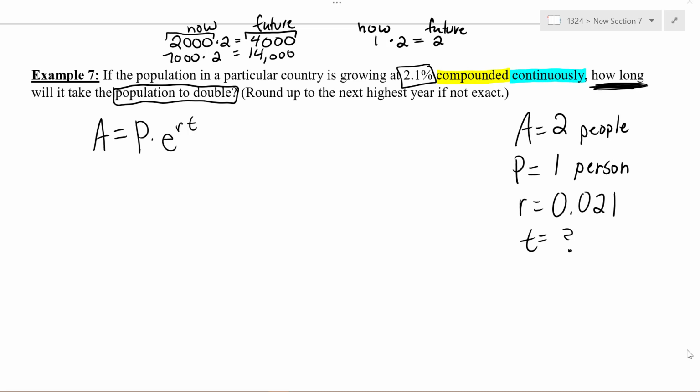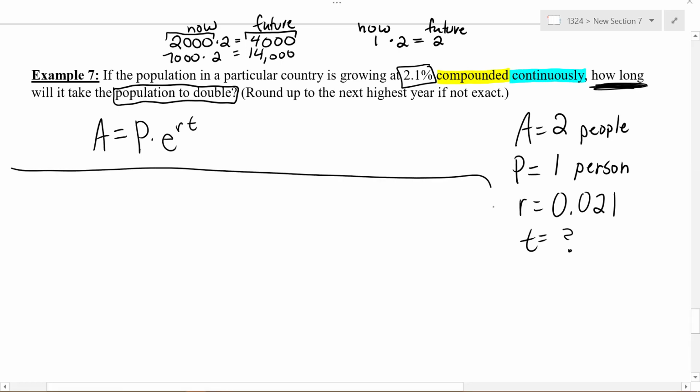So I want to prove to you that it really doesn't matter if you use 2,000 to 4,000, 7,000 to 14,000, or from 1 to 2. It doesn't matter which one you call the future value and which one you call the present value. So I'm going to solve this problem starting out with 3 different approaches. First of all, let's call the p-value 2,000, so that present value 2,000, and let's say the future value is a population of 4,000. So let's plug that into our formula.